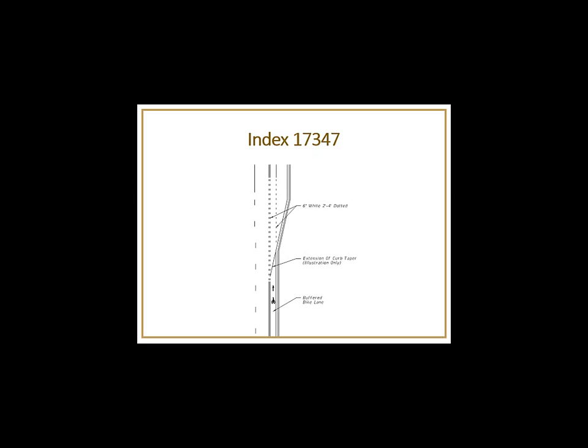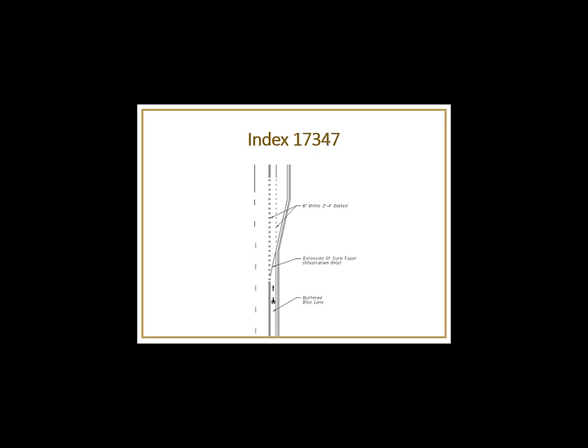This detail shows where the buffered bike lane begins. And rather than it being where the taper starts, we've extended it back, and you can see we're using the extension of the curb line. If you just take that taper and extend that angle back to the buffered bike lane, that is where it begins. Now, we've had some questions as to, well, how long is that buffered bike lane or that conflict area? What is the length of it?